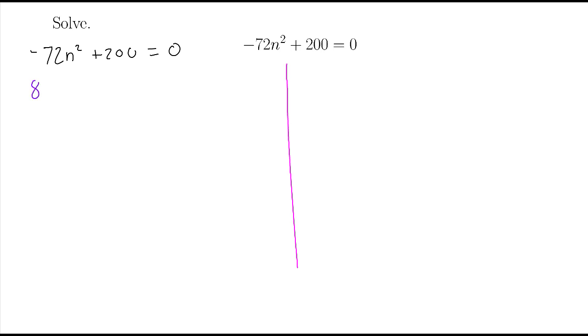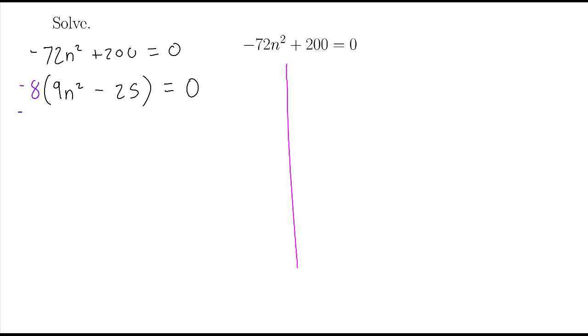So I'm going to factor out an 8. I'm actually going to factor out a negative 8 because the first number here is negative, and usually it's just easier to factor it out. That first digit being positive is usually a little bit better. So if I factor out a negative 8, I'm left with 9n squared. 200 divided by negative 8 will be negative 25. So we have negative 8 times 9n squared minus 25 equals 0.